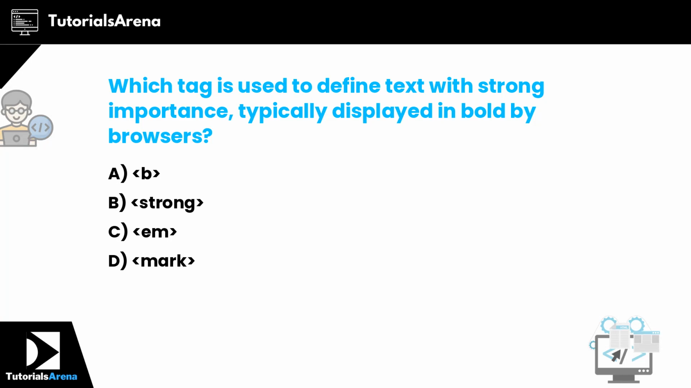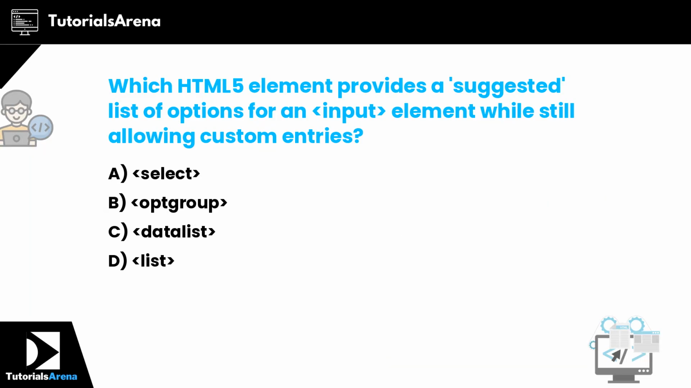Which tag is used to define text with strong importance, typically displayed in bold by browsers? The correct answer is option B, strong. Which HTML5 element provides a suggested list of options for an input element while still allowing custom entries? The correct answer is option C, datalist.